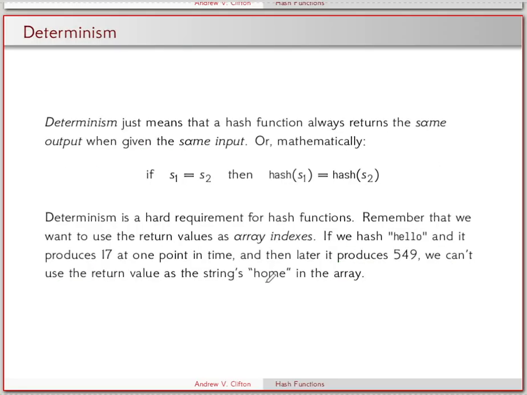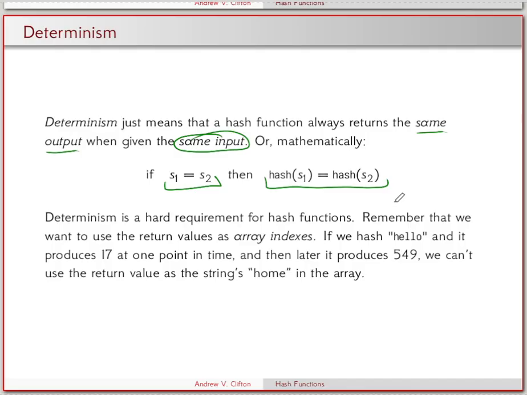Okay, so determinism is pretty easy. It just means that if you plug in the same string twice or more than two times, you always get out the same output. So mathematically, if you have two strings that are identical, then their hash values should be identical. Determinism is a hard requirement.